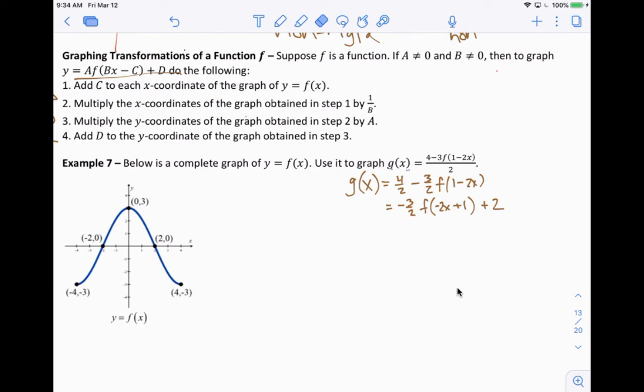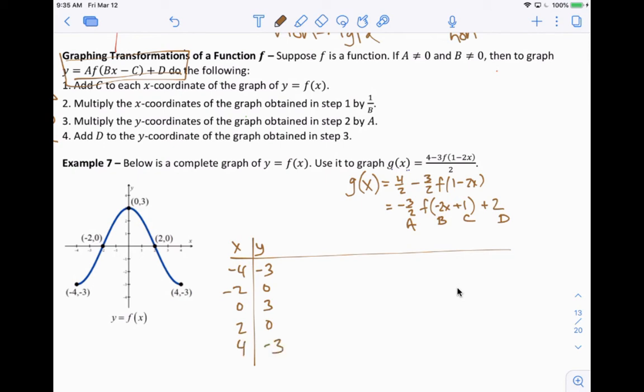All right. So what do I have here? I have A, B, C, and D. And according to this format right here, my A is -3/2, my B is -2, my C, careful, is a -1 because it's plus, right? And then D is a 2. So let's create ourselves a table here. Grab our original X and Y's: (-4, -3), (-2, 0), (0, 3), (2, 0), and (4, -3).